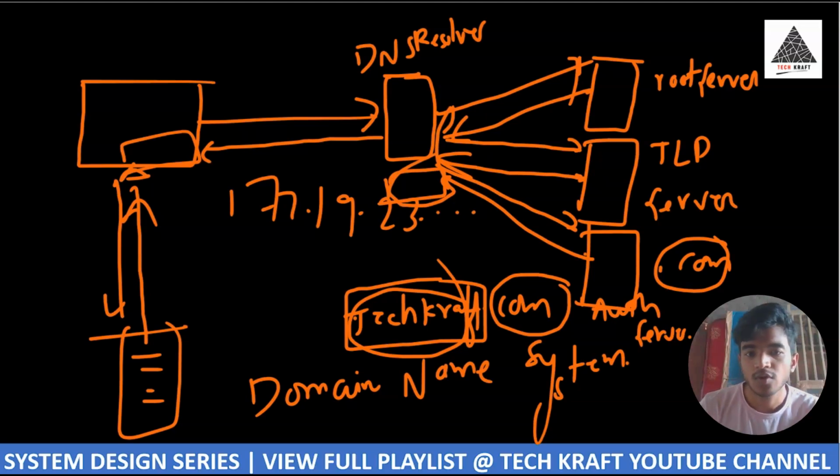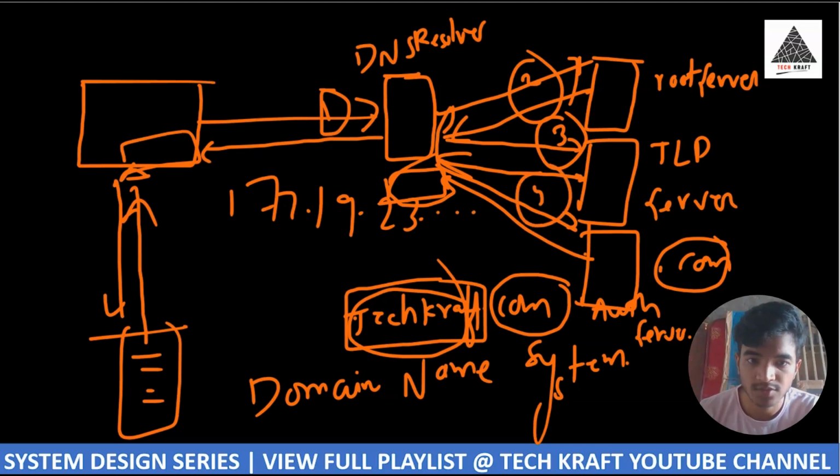So that's all we have learned up to now. Let me summarize. When you type anything in your web browser, let's say www.techcraft.com, the request will be sent to the DNS resolver. The DNS resolver will ask the root server. The root server will take help from the TLD server. The next step is the authoritative server. The authoritative server will give the response to the DNS resolver, the DNS resolver will store it in its cache, and after that the response will be given to our browser.